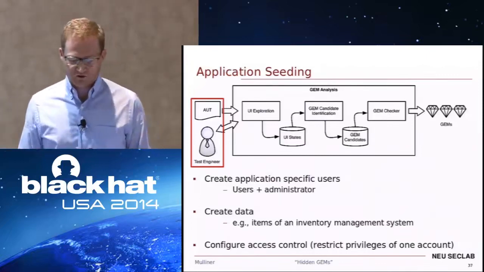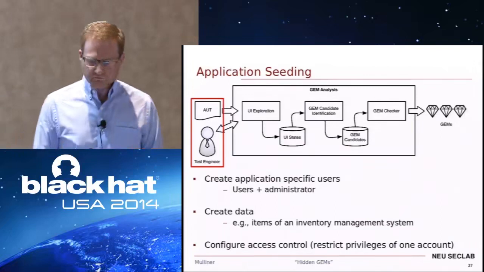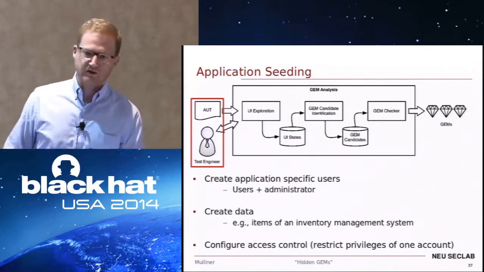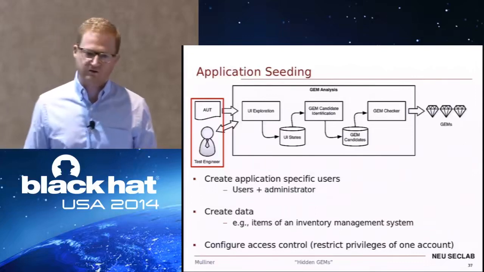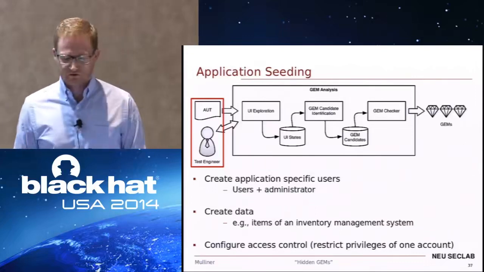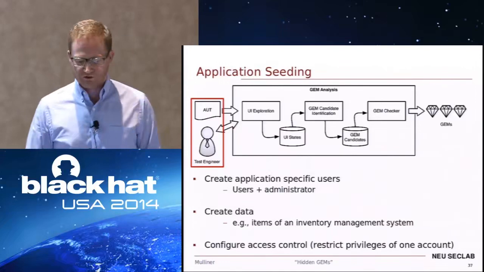So you really have to configure the access control privileges, restrict one account and give a lot of privileges to the other account. That's the best way. But you can also have 10 different accounts if you want to see if there are subtle differences. Then you just have to do more runs.